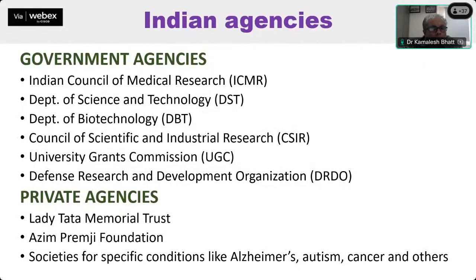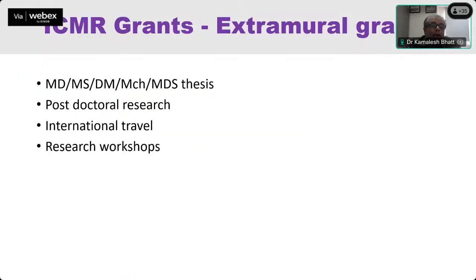Okay. So now something about the funding agencies. In my previous presentations, a fellow colleague has already told about the Indian Council of Medical Research, ICMR. You just go through the website of the ICMR. ICMR is funding various projects. Then Department of Science and Technology, DBT, Department of Biotechnology, Council of Scientific and Industrial Research, University Grants Commission, and DRDO. There are various private agencies also like Tata Memorial Trust, Azim Premji Foundation, and various specific societies for Alzheimer's disease, autism, cancers, and others. Okay. ICMR, I'm not going into the detail because extramural grants provided by ICMR have already been discussed.